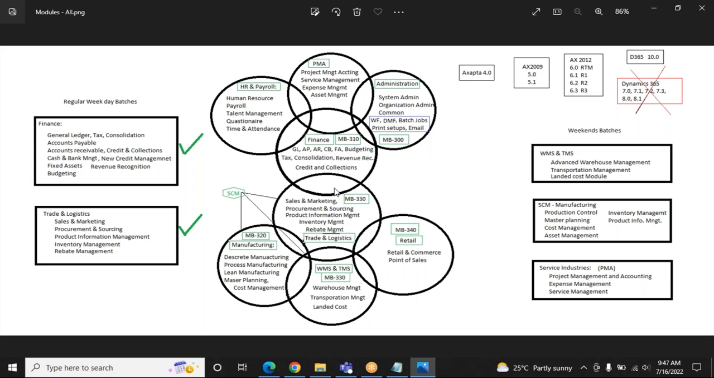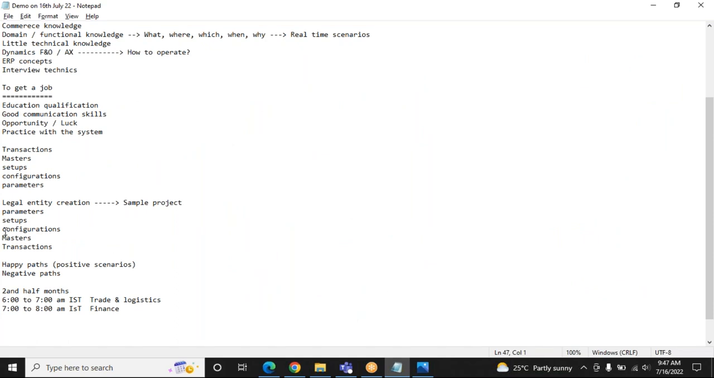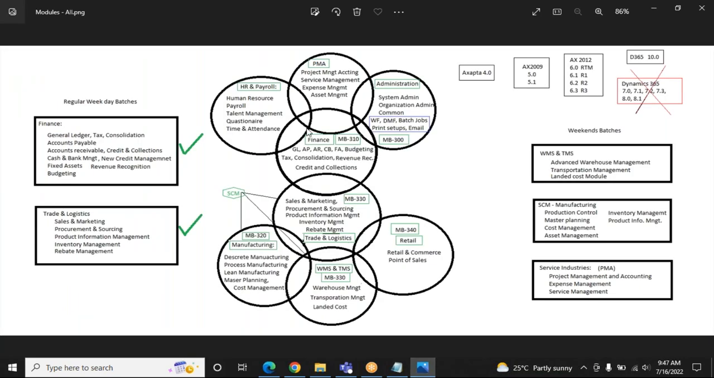It is overlap. For example, item group, item model group. It is a T&L topic, but it will impact finance heavily. And prepayment invoice is a part of logistics, but it will impact finance. So the overlap, I need to teach you both. So in 2 weeks, in the middle of the 2.5 months training, I will combine both finance and T&L, 6 to 8. Okay. Got it? Understood. So it will be covered for both finance and T&L.